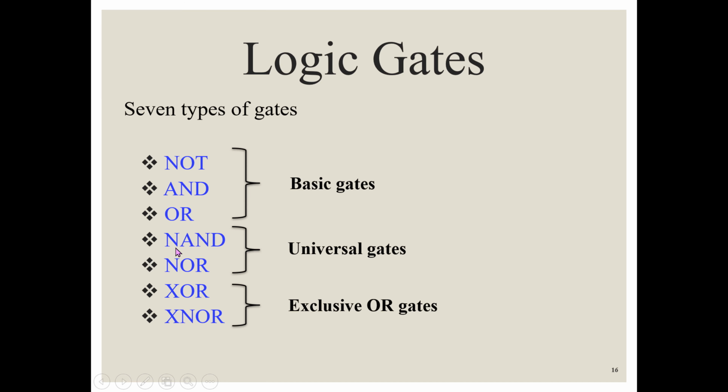What does this N stand for over here? N means it's a NOT gate. NOT of AND gate is called a NAND gate. NOT of OR gate is called a NOR gate.